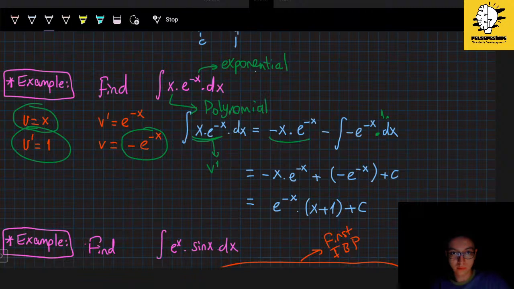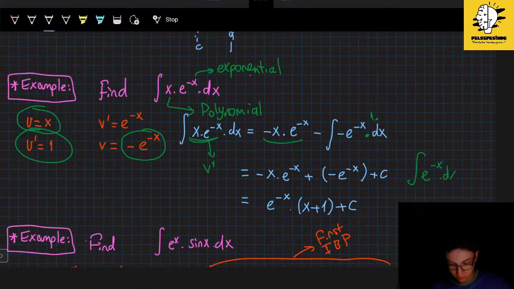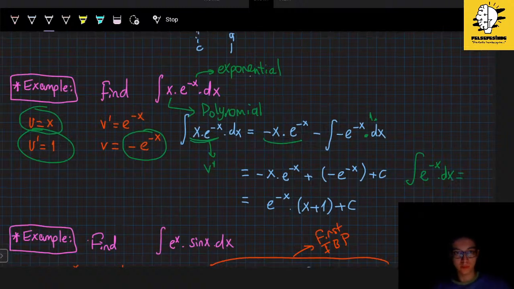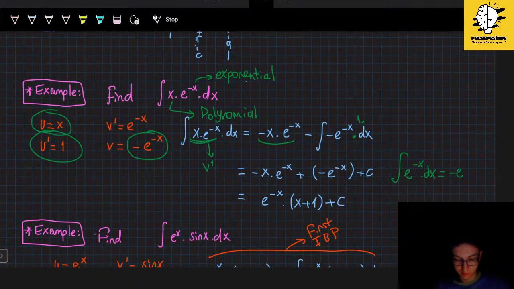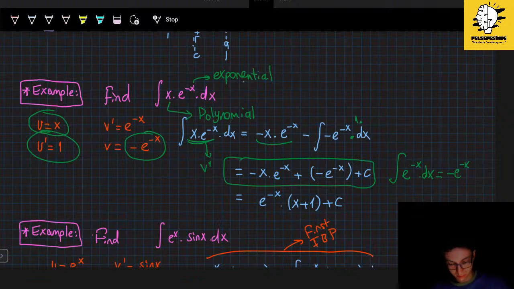And at the end, if we take the integration of e to the power of minus x with respect to x, it is actually minus e to the power of minus x. Because if you differentiate it, then you will find e to the power of minus x. Yeah? And then we have plus c, do not forget it. And as you can see, guys, we have this following equation. But can we take the common factor? Yes, we can. And at the end, we have e to the power of minus x as a common factor times x plus 1, plus c.